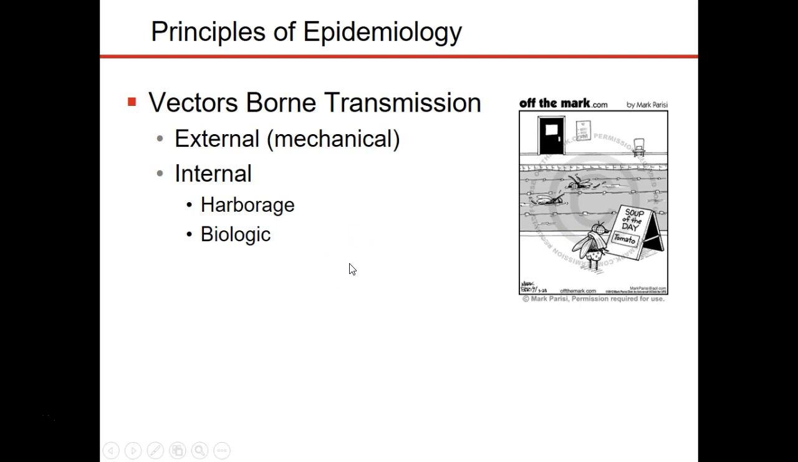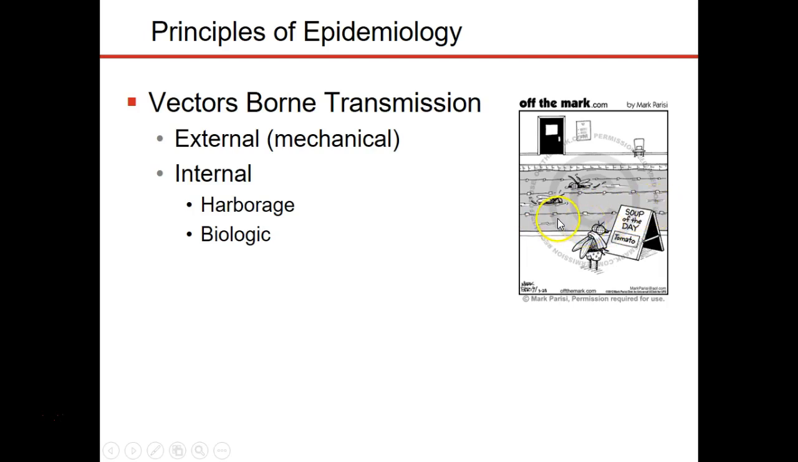External vectors are known as mechanical vectors, and mechanical vectors just carry disease from one surface to another surface. They can carry disease internally or externally as harborage or as mechanical vectors. If they're just carrying the disease and are not part of the life cycle, then they're considered a mechanical vector. The best example is flies landing on your food.